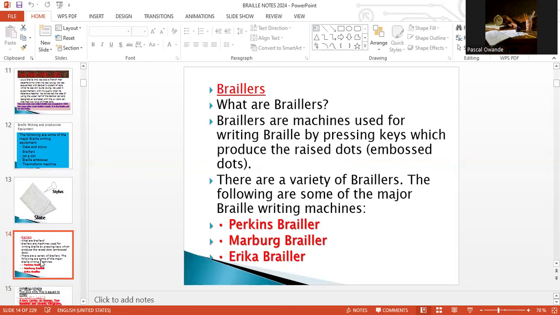We have Braillers. What is a Brailler? Braillers are machines used for writing Braille by pressing keys which produce the raised or embossed dots. There are a variety of Braillers. The following are some of the major ones. The Braille writing machines include the Perkins Brailler, which is adopted for use by the majority of learning institutions and by individuals with visual impairments. We have the Marburg Brailler. We also have the Eureka Brailler.